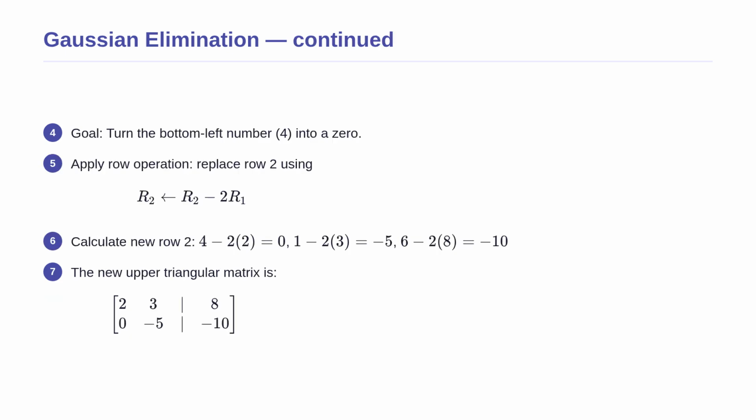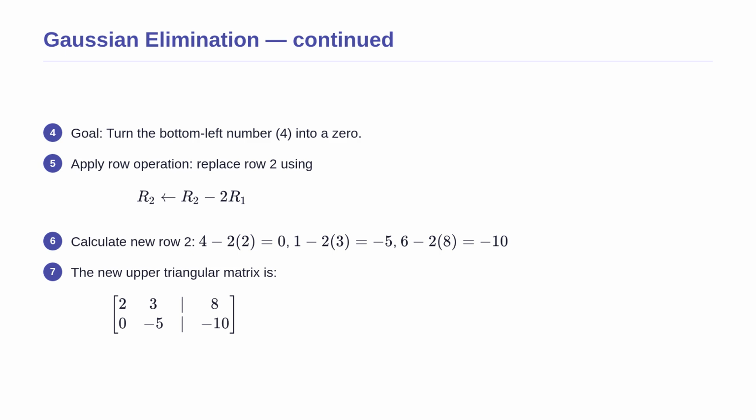Continuing with our matrix, our goal is to turn that bottom left number, the 4, into a 0. To do this, we use a row operation. We will replace the second row with a new version of itself. We take the current second row and subtract 2 times the first row. Why multiply by 2? Because 2 times the top left number, which is 2, equals 4. Subtracting 4 from 4 forces that spot to become 0.